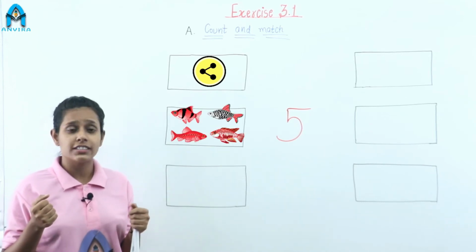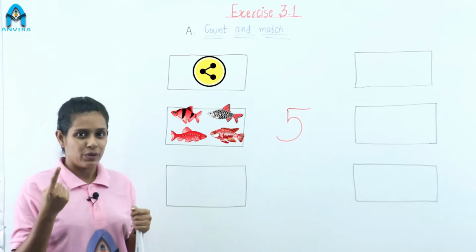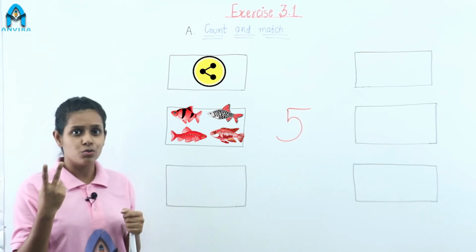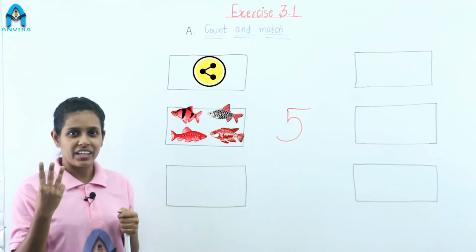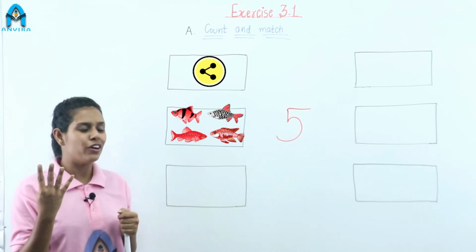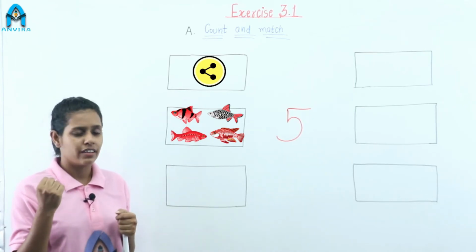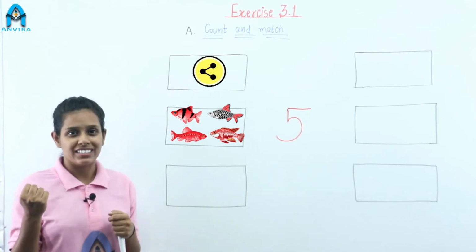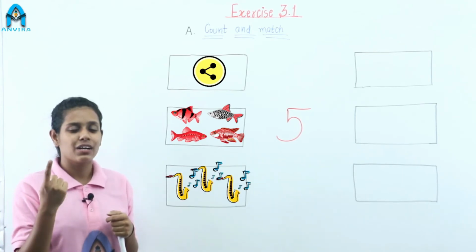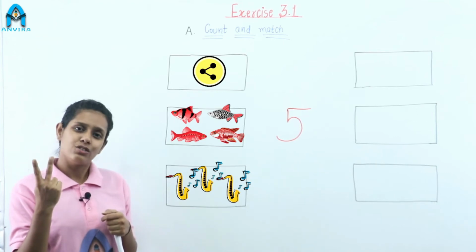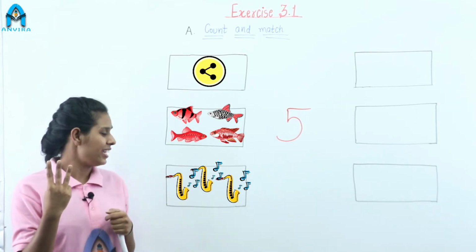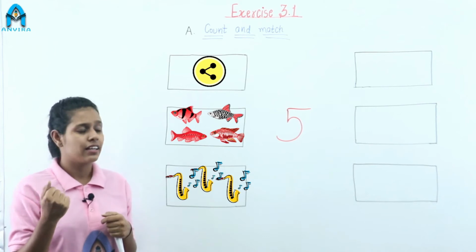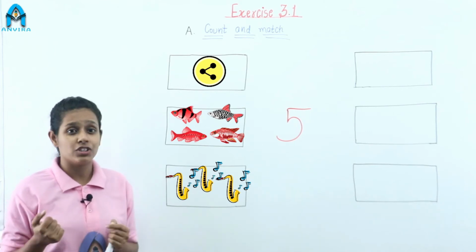How many fishes? Let's count. 1, 2, 3 and 4. 4 fishes. Now, next picture. Trumpets. How many trumpets? 1, 2, 3. 3 trumpets. Now, look at the next picture.